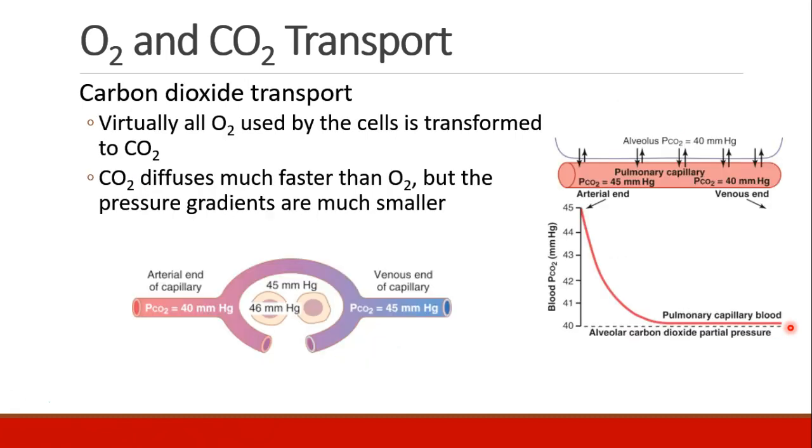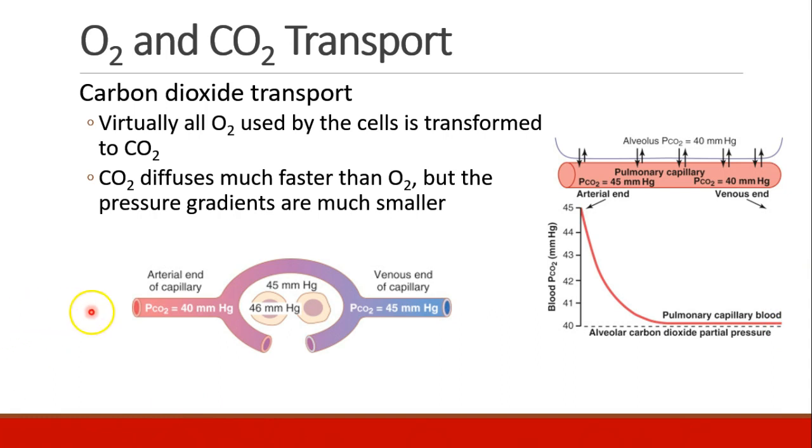Let's do the same process for carbon dioxide transport. Now, virtually all the oxygen that your cells use gets transformed into carbon dioxide. Now, CO2 diffuses much more quickly than oxygen, as we saw, but the pressure gradients are much smaller. Here we have blood coming into the alveolus. Now we're looking at CO2. The pCO2 is about 45 coming in, and it's going to be 40 coming out at the end. And here you can see the process graphically dropping from 45 down to 40 by the time it's going to the left side of the heart.